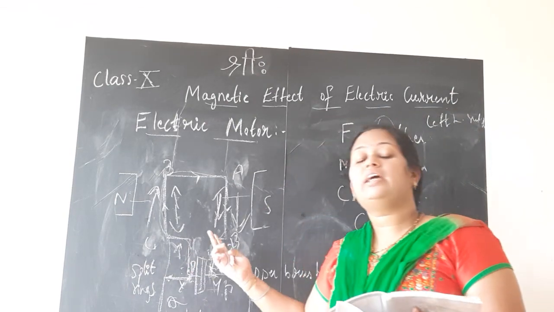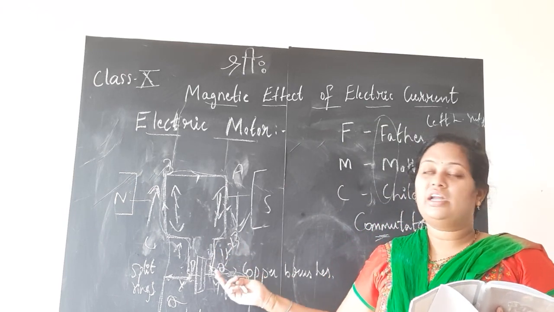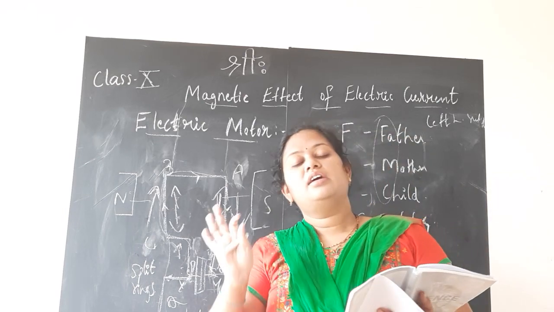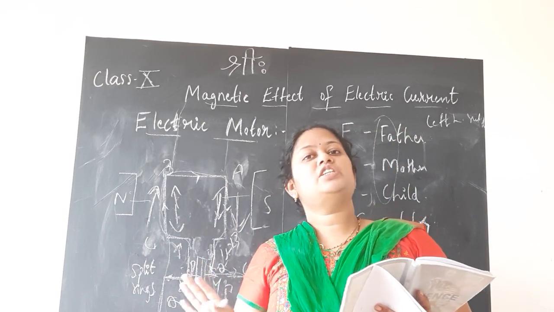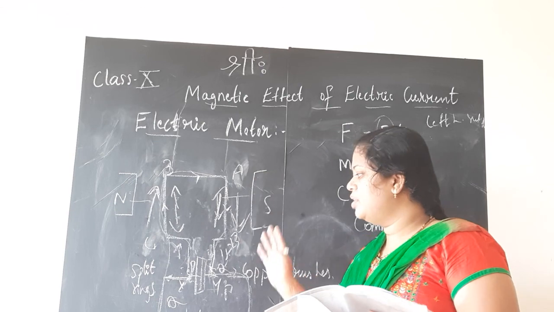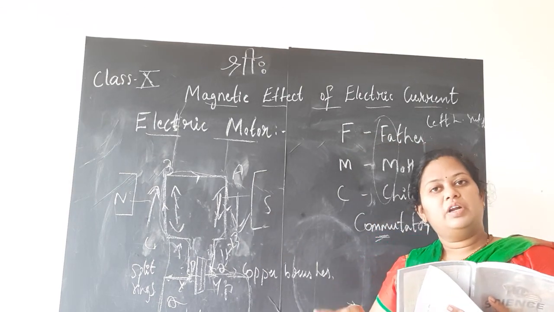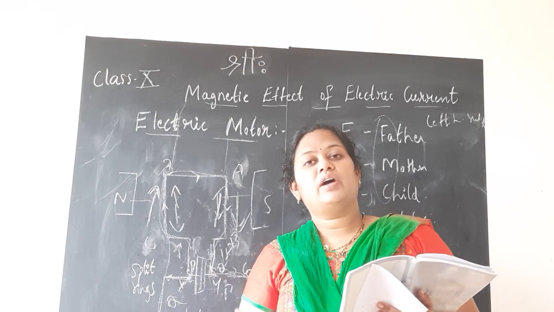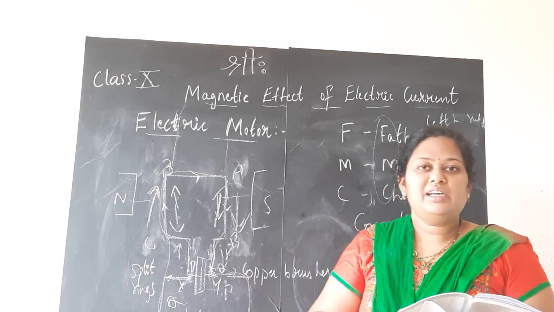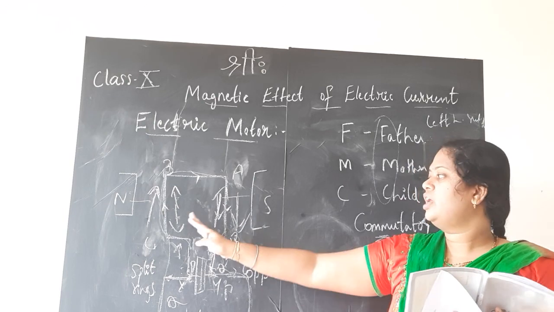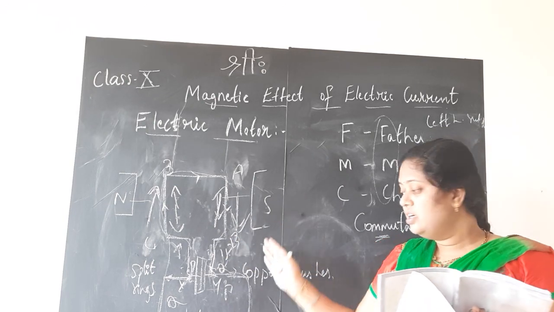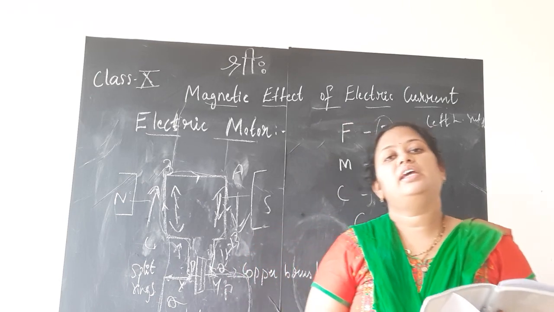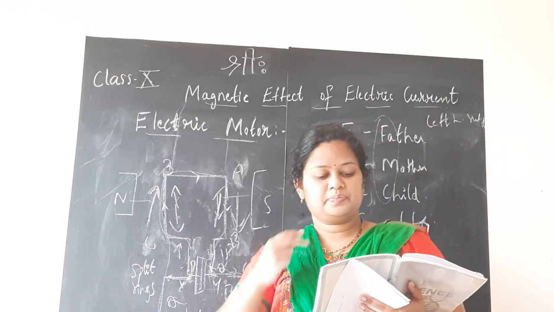Split rings will rotate along with the lamina or the rectangular wire, but the brushes are stationary. Stationary brushes means they are not rotating along with the lamina. What is rotating? The split rings and the axle are rotating, whereas the brushes X and Y are stationary. So split rings are the device which helps in rotation of this lamina, which in turn reverses the direction of the current. So split rings are called the commutator, children.